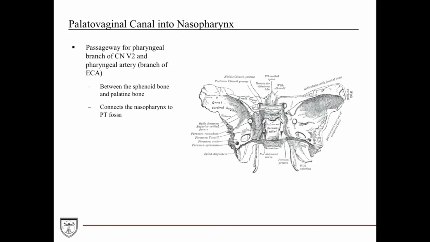Then you have the palatovaginal canal into the nasopharynx, and this is probably one of the tiniest little passageways you'll probably ever imagine. I mean, you may never get tested on it. I'm just here to mention it. It's located between the sphenoid bone and the palatine bone. It connects the nasopharynx and the PT fossa. Other than that, it's very difficult to visualize. It's just a very small little area that I can't even find on this image of the sphenoid bone, but it pretty much passes just like the vidian canal passes into the nasopharynx.